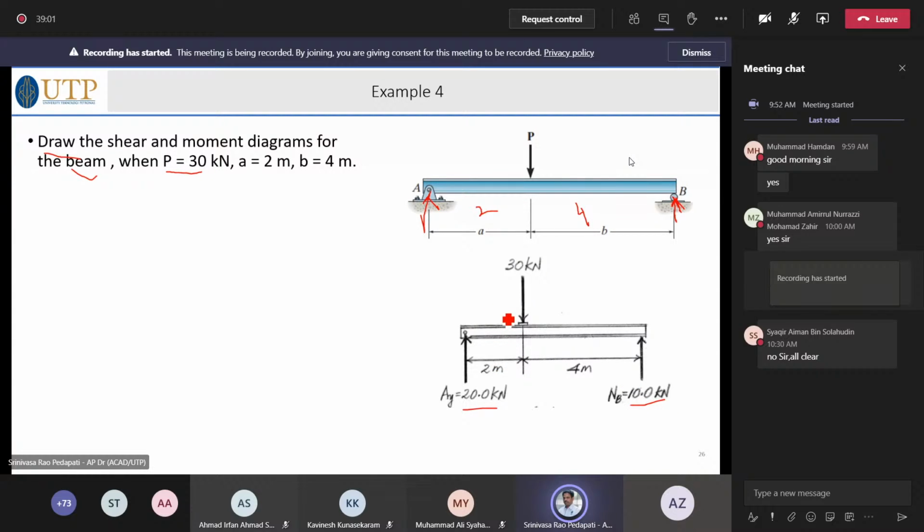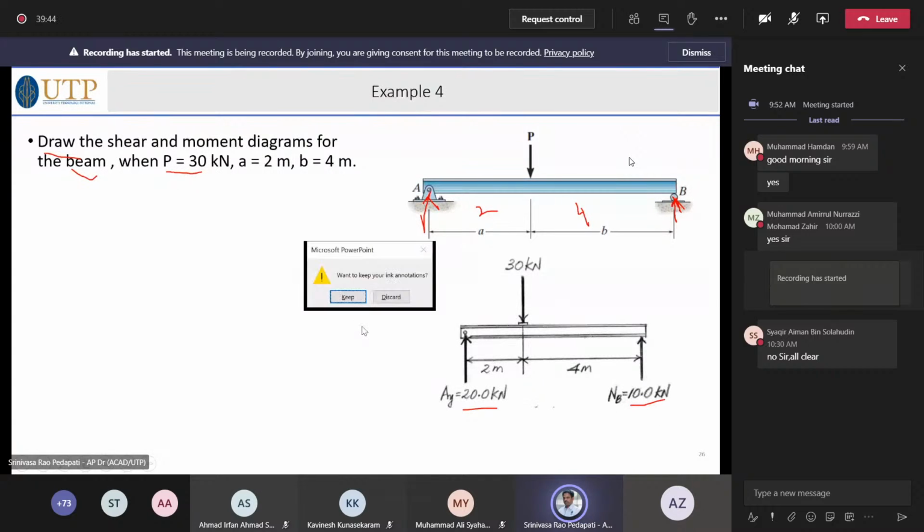How did you get 20 and 10? By the equilibrium equations, sigma Fx and sigma Fy. Sigma Fy you will not get directly, because A_y plus R_B is equal to 30 kilonewton. That we know, but in order to solve it, you take moment about A. That will give you R_B into 6 is equal to 30 into 2. Therefore 30 into 2 by 6 gives R_B equal to 10. That is how we do our calculation.